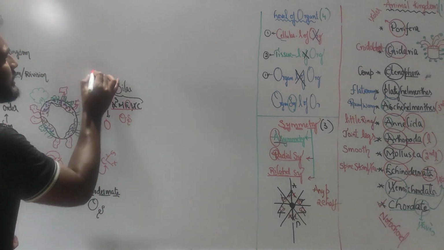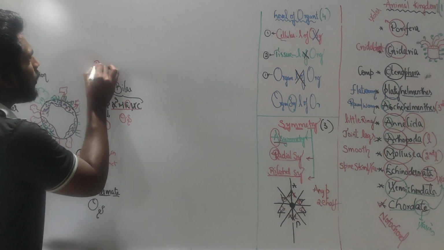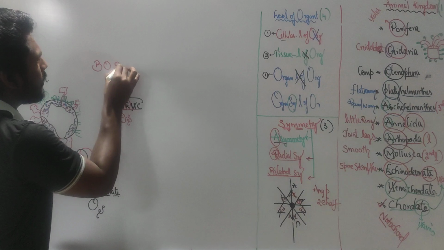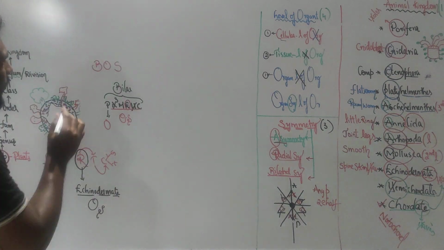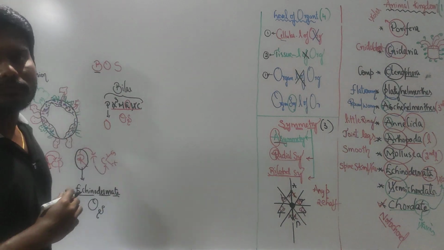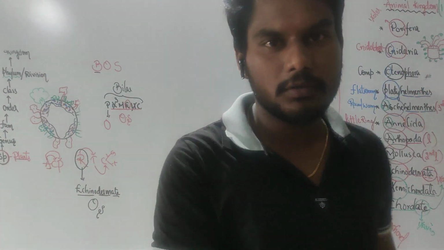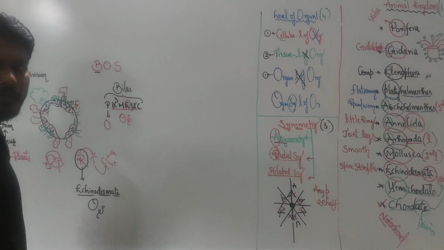You remember this as BOS. Bose. You remember it as Bose. B means big boss. You remember it as big boss. B means bilateral symmetry.